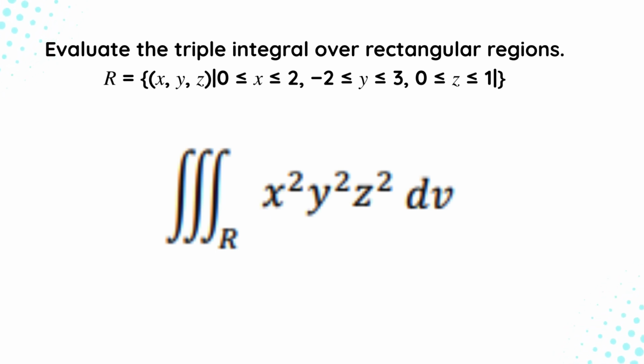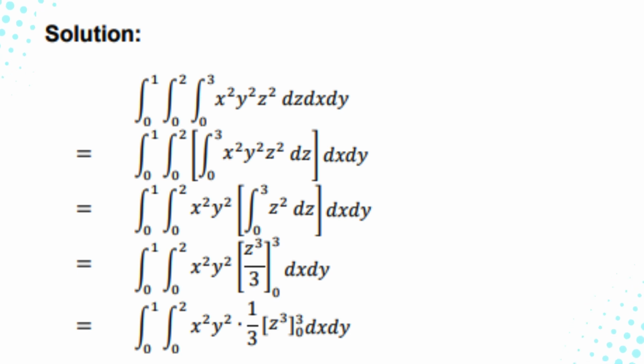R equals the set of all points x, y, and z such that x is between 0 and 2, y is between negative 2 and 3, and z is between 0 and 1. The triple integral over R of x squared, y squared, z squared dV. The triple integral from 0 to 1, 0 to 2, and 0 to 3 of x squared, y squared, z squared with respect to z, then x, then y.